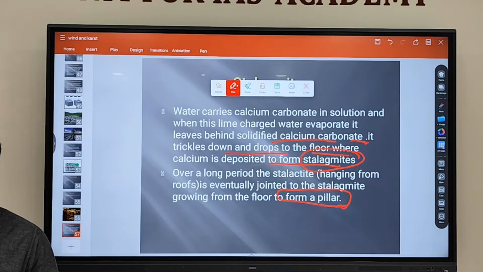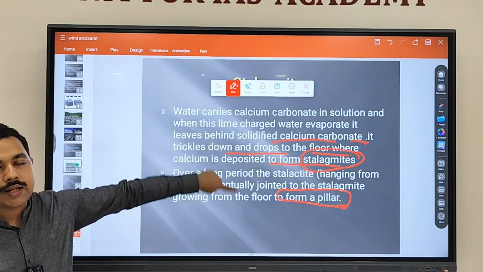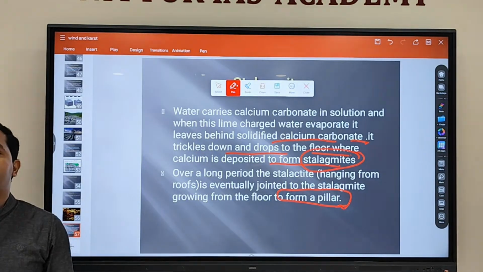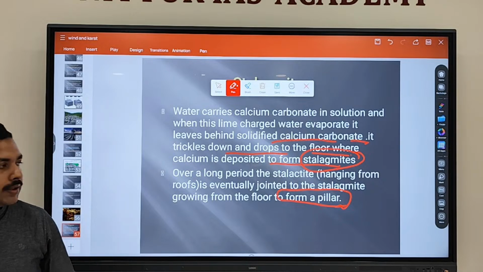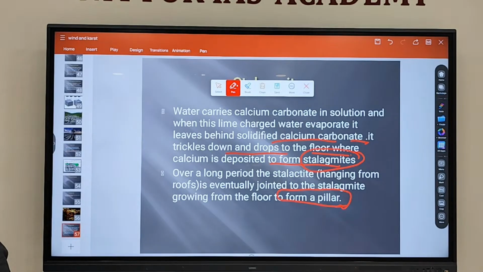Since water is moving underground, if it is hanging from the roof, it is going to be called as a stalactite. If it is growing from the bottom, it is going to be called as a stalagmite. And if both combine, it is going to be called as a pillar. Clear? Any doubt regarding this particular part?